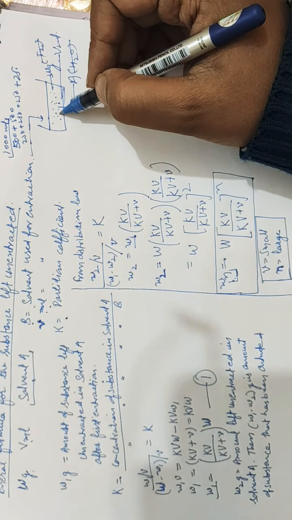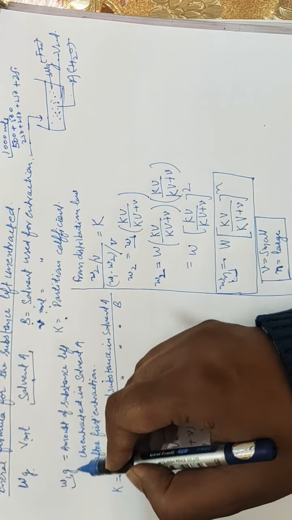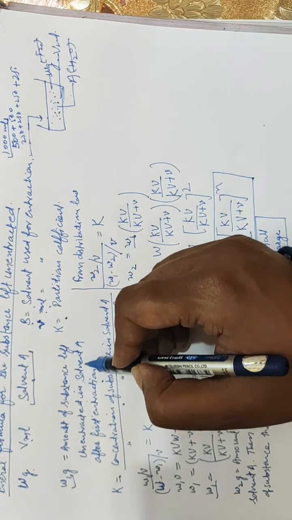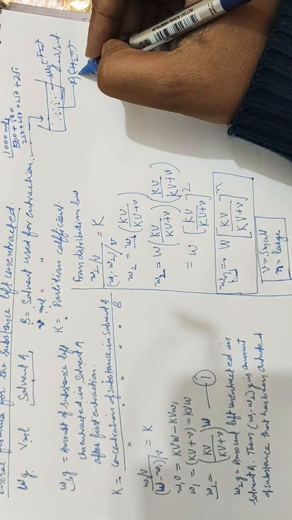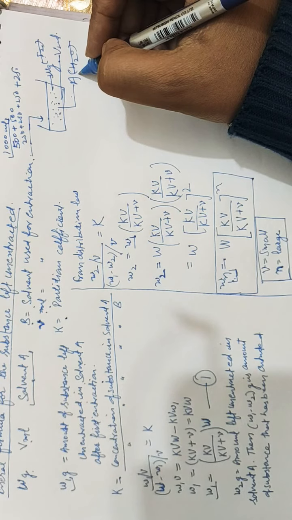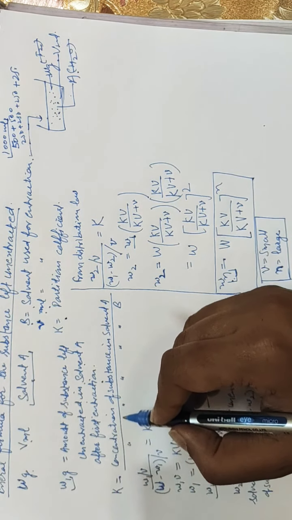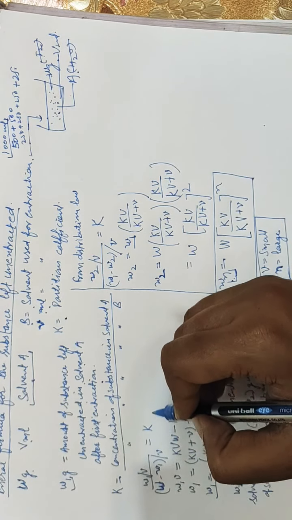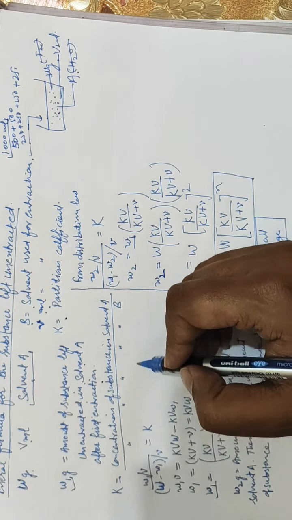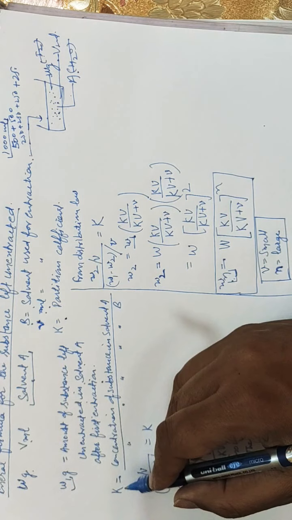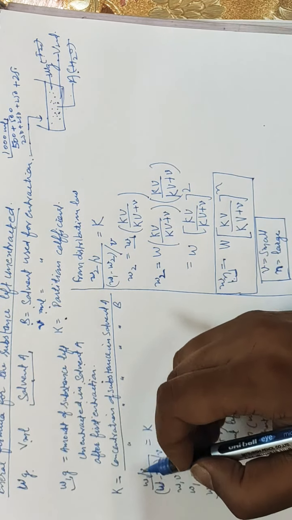So W1 gram of this iodine is left unextracted in solvent A, that is in water, after first extraction. So capital K is given as the concentration of substance in original solvent A over concentration of substance in extracting solvent B, that is equal to K. Capital K, that is the partition coefficient.